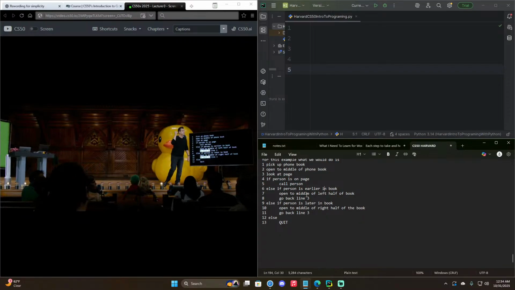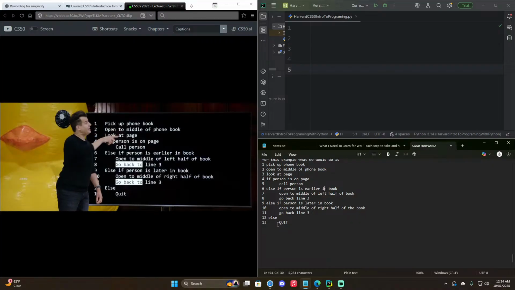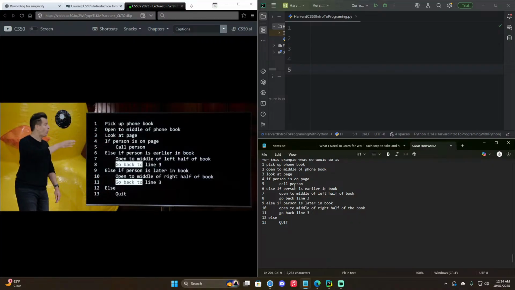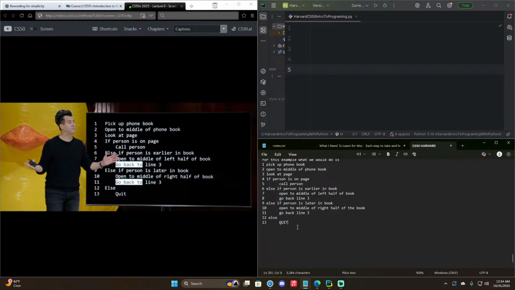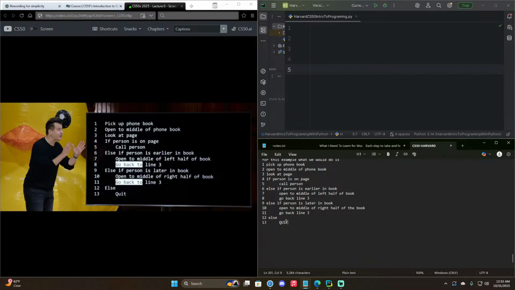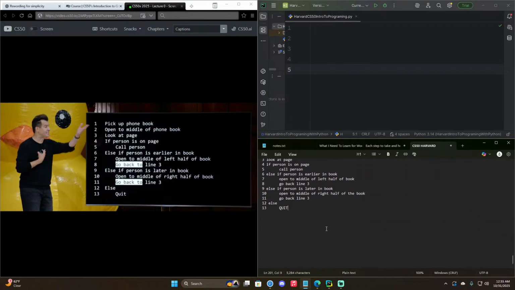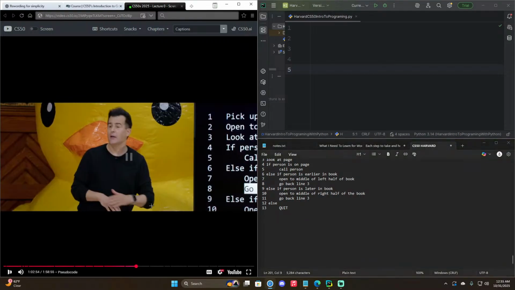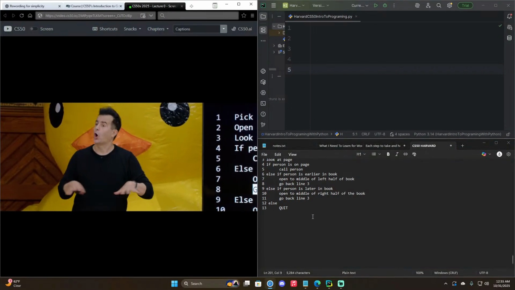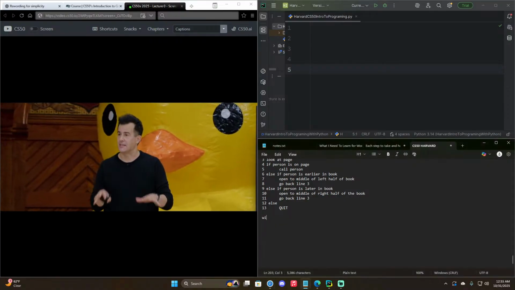If the person is earlier in the book, go back to... Exactly. If the person is on the page, we will call them or we will quit. But more importantly, because we keep dividing and conquering the problem, in this case, having the phone book, eventually we're going to run out of phone book, in which case, indeed, John Harbert is either on that page or not. So it's only going to cycle 10 times. And we will call or we will quit instead.